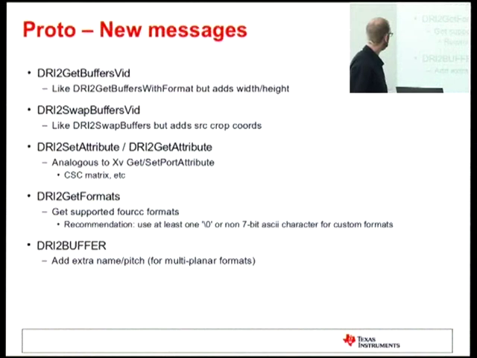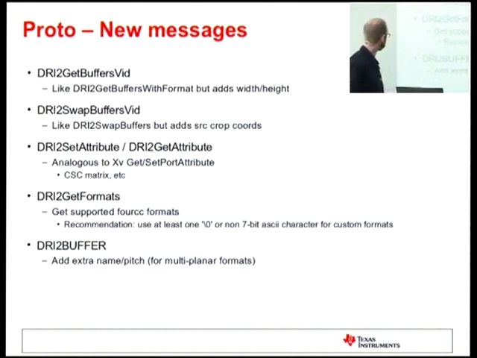I'd also added a get and set attribute, which I haven't really used too much yet, but the idea was to give the client a way to say, hey, use this color space conversion matrix, because different codecs and different resolutions might actually have different color space conversion coefficients if you want to do the color space conversion properly.